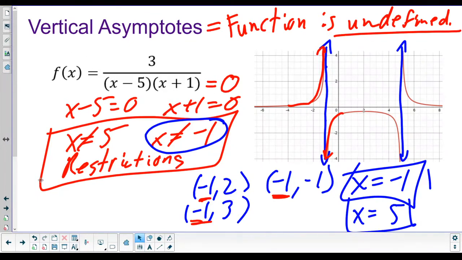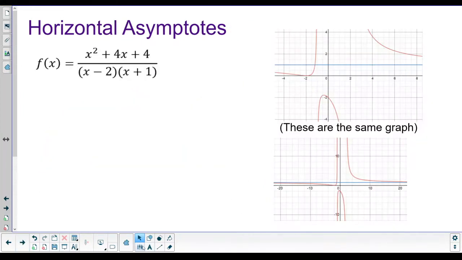All right, one more for the people in back. To find vertical asymptotes, set the bottom equal to 0, solve for x, it's those numbers. Okay. Now we have to talk about our second type of asymptote, which are horizontal asymptotes. So let's start by talking about vertical asymptotes just to drill it into your heads.